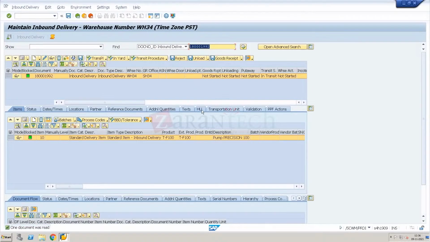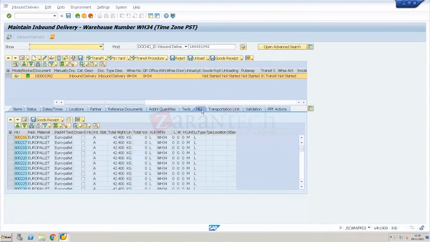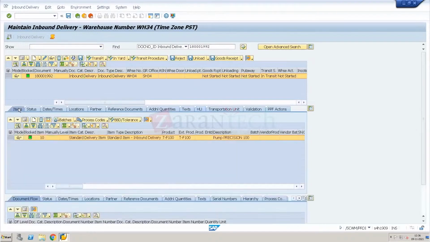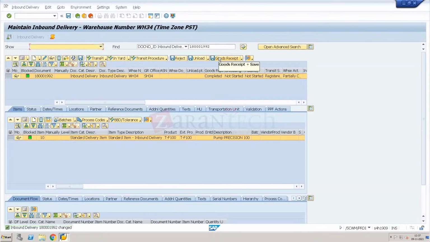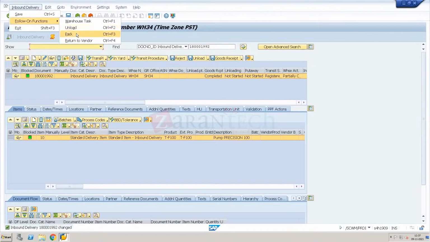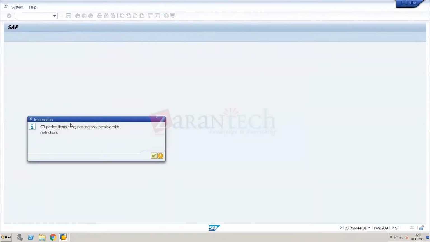Okay, has it got handling units? Yes, it has. We have a lot of handling units now. And now let me do a goods receipt and let's observe the putaway. Okay, before we go into the further details, let us see the HU type here.